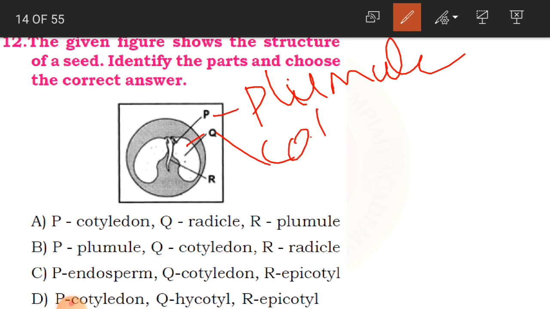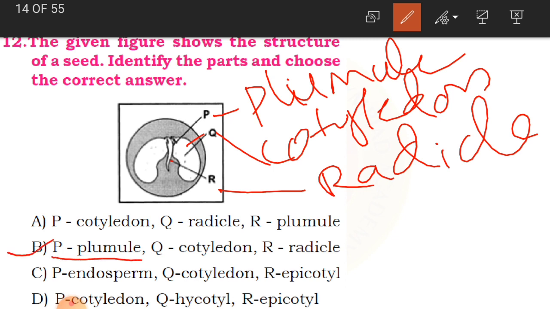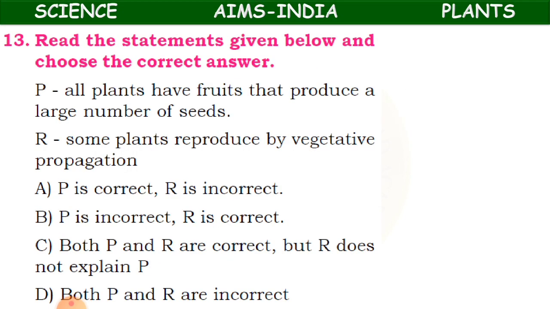So Q is for cotyledon. And here R is for radicle. Okay children, so this is what the P, Q and R parts represent. According to that, which option is going to match our answer? That is B option. P is for plumule, Q is for cotyledon and R is for radicle. Clear children? Now we'll move on to the next question, the 13th one.